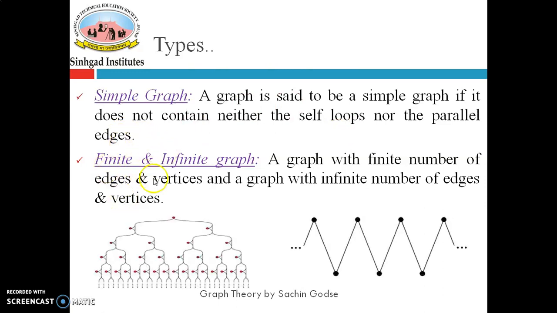Next type of graph is finite and infinite graph. A graph with a finite number of edges and vertices is called a finite graph, and a graph with an infinite number of edges and vertices is called an infinite graph. In the case of finite graphs, whatever graphs we have seen up till now are all finite graphs, having a finite number of vertices and a finite number of edges in the edge set. Now if you see this example, these are examples of infinite graphs, where the number of vertices and edges is infinite, or we can say uncountable.